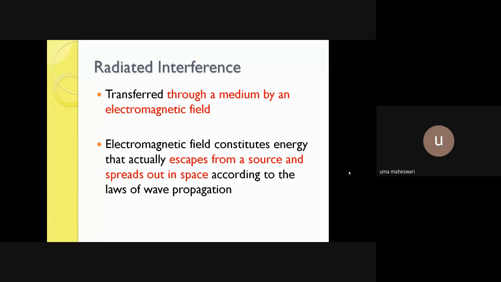Radiated interference means that it is an indirect interference that is transferred through a medium by an electromagnetic field. The electromagnetic radiation escapes from the source to the victim and spreads out in the air or space according to the law of wave propagation.